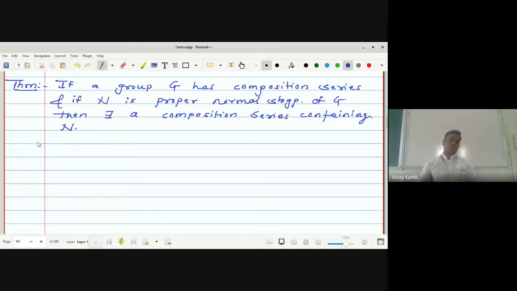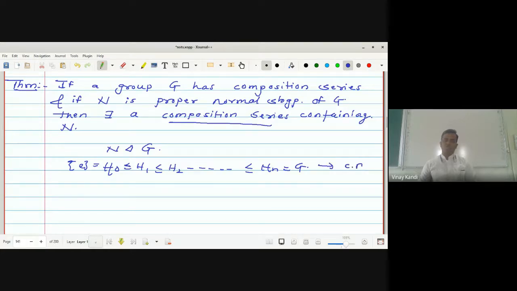What is the meaning of this statement? G has a composition series and N is a proper normal subgroup of G. G has one composition series, so then there exists a composition series containing N. Suppose the composition series is H0, which is equal to singleton, normal in H1, normal in H2, up to Hn equal to G.